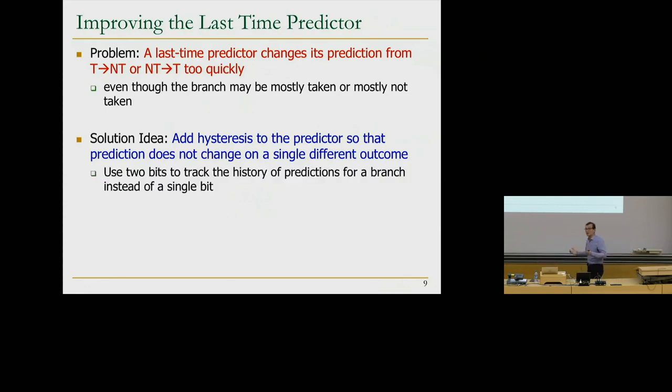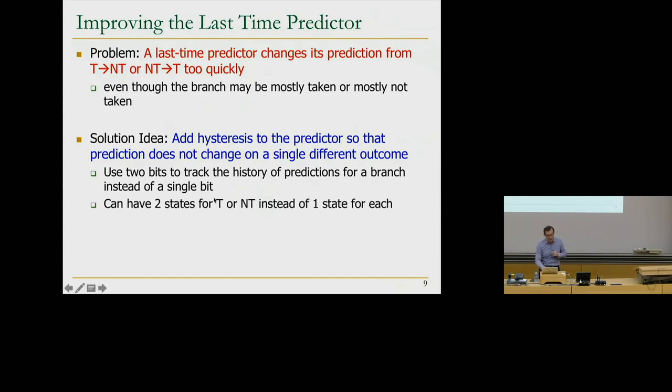So how do you actually add hysteresis into the system? Basically, look for more evidence. What is the evidence? In this case, don't change your mind on a single opposing outcome, but use 2 bits to keep track of the history of predictions for a branch instead of a single bit. Look for, let's say, 2 offending outcomes. If you're in the predict not taken state, wait for 2 cases where the branch is actually taken, so that you change your mind and say, okay, this branch should be predicted taken next time. And that's the idea. The way you add hysteresis is to collect more information.